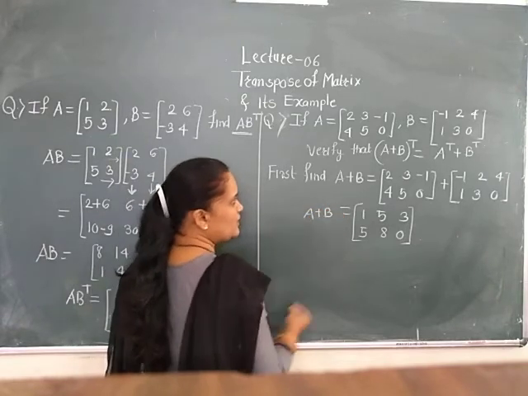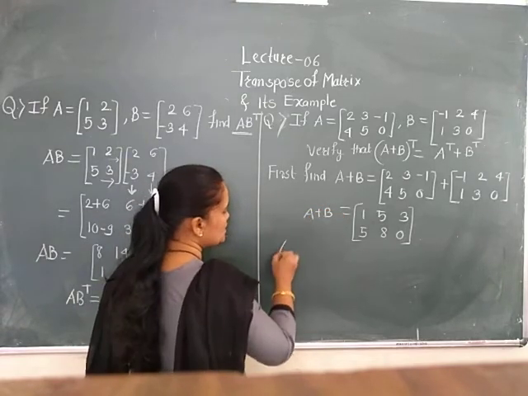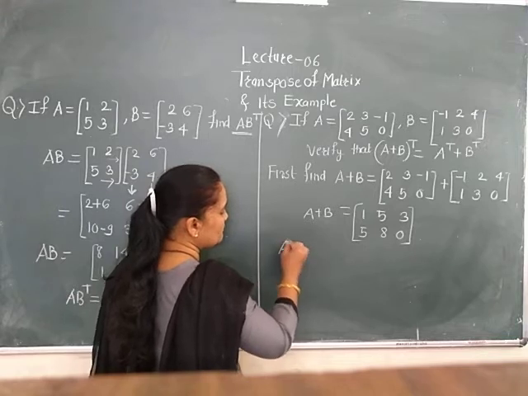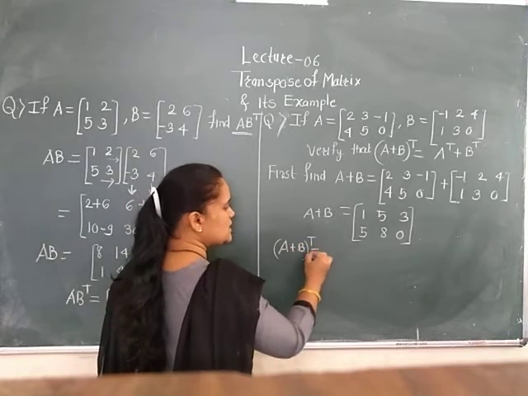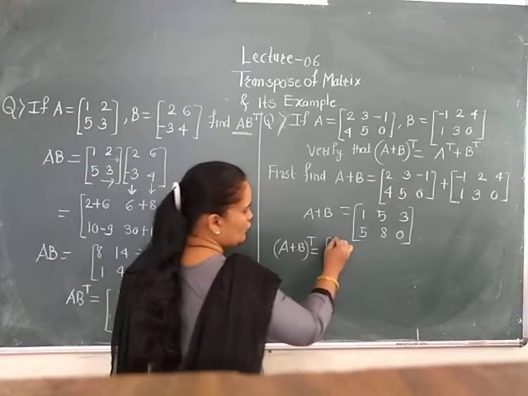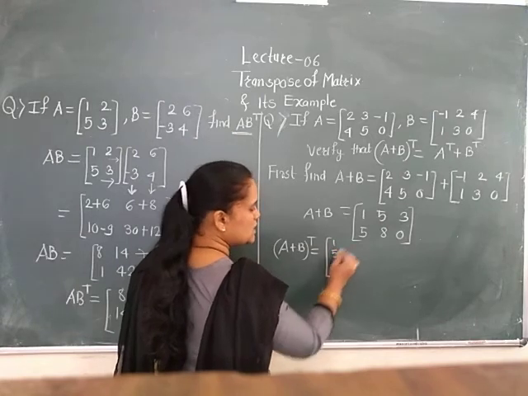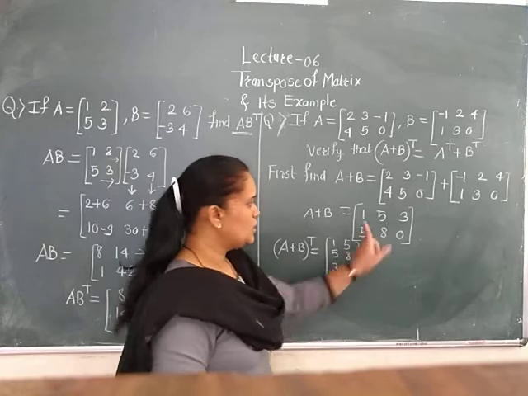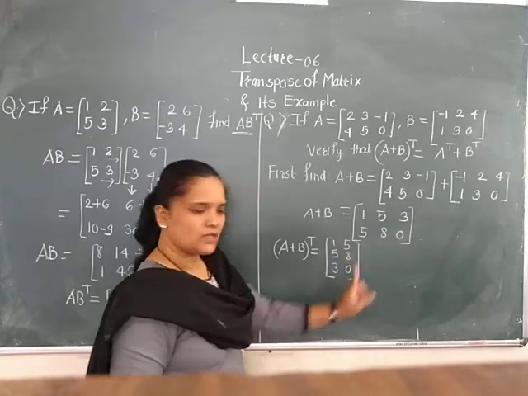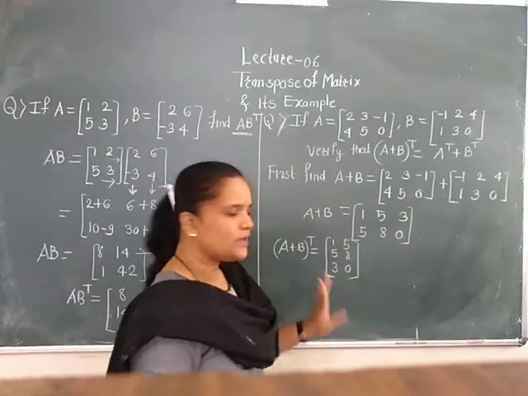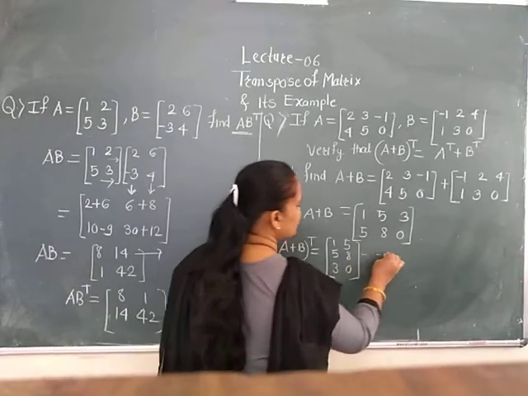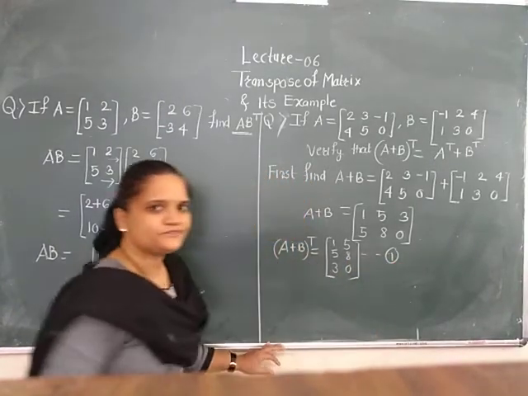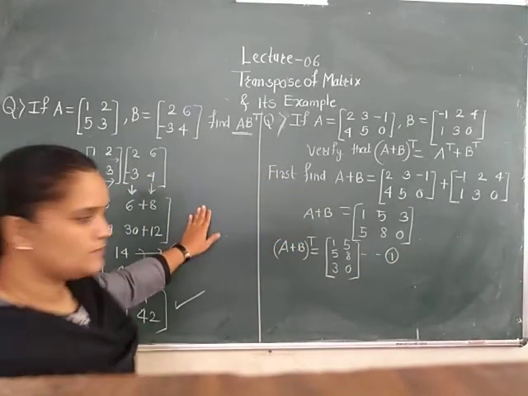But we have to find out (A plus B) transpose. So the transpose of A plus B is equal to 1, 5, 3, 5, 8, 0. What happened here? First row becomes first column, second row becomes second column. Now give it equation number 1. Now I will rub this part.